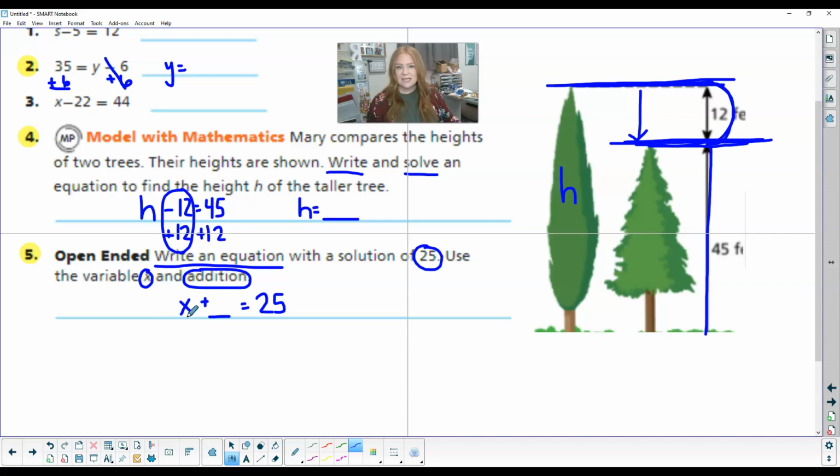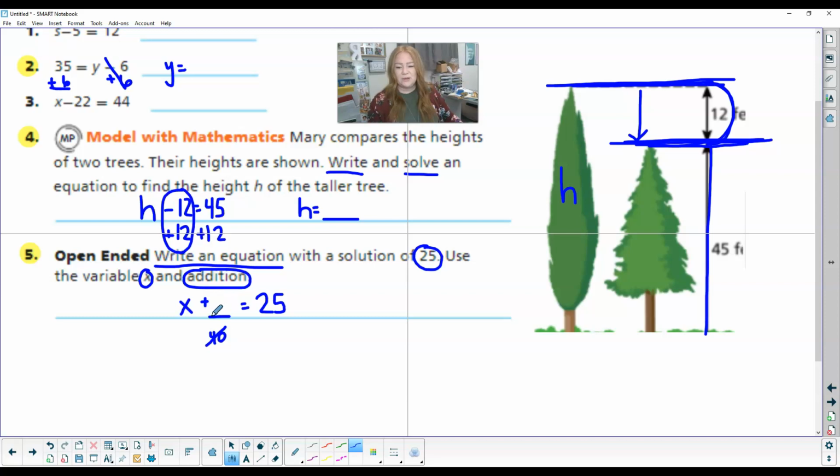But whatever x is, it's a positive number, and this is a positive number. So it has to be less than 25, right? If I put 40 here, whatever x is, it's positive because there's no negative sign in front of it. That would be bigger than 25. So that's not going to work.